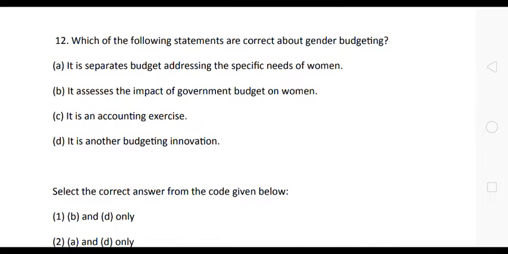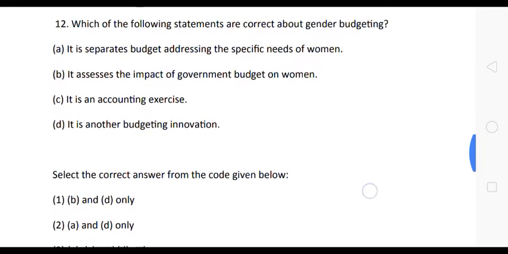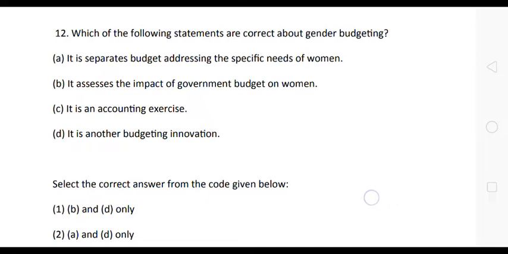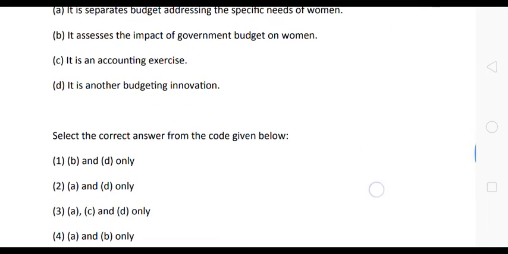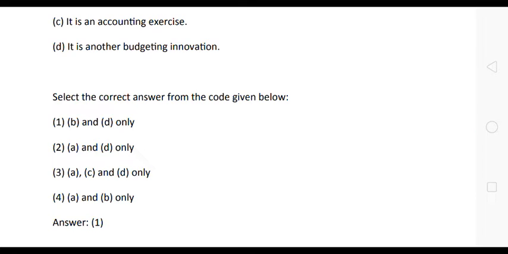B and D is the correct answer. It assesses the impact of government budget on women, and D, it is another budgeting innovation. Okay, friends. The correct answer is B and D. Option 1 is the correct answer, B and D only.